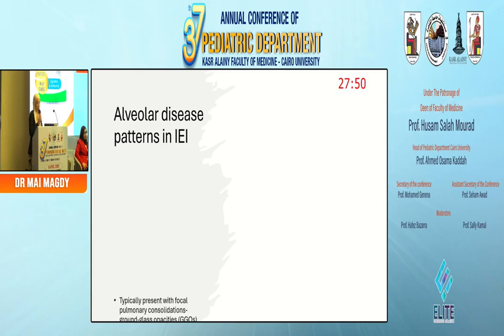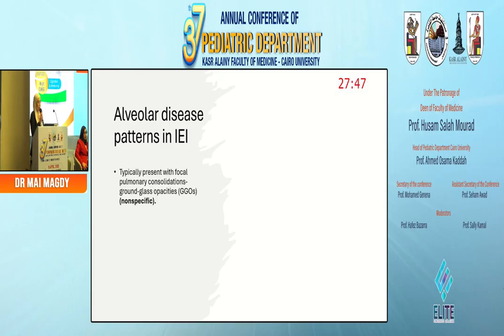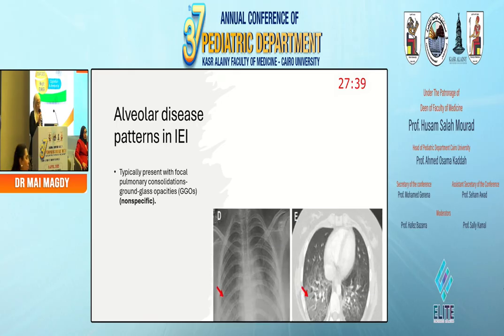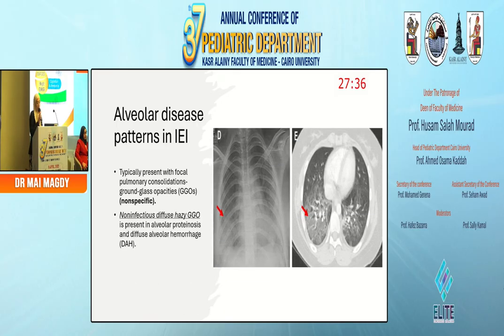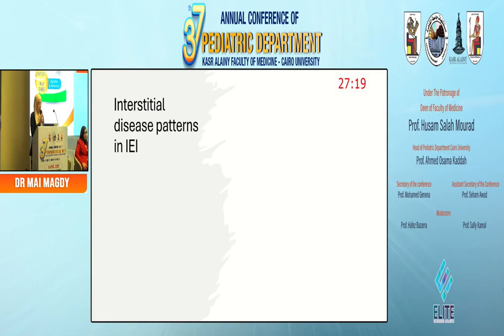Alveolar disease pattern is typically present in the form of pulmonary consolidation or ground glass appearance. However, the ground glass appearance is non-specific to patients with inborn errors of immunity. It can have a non-infectious cause, as in alveolar proteinosis and diffuse alveolar hemorrhage, or infectious causes such as opportunistic infections like Pneumocystis jirovecii and cytomegalovirus pneumonia.